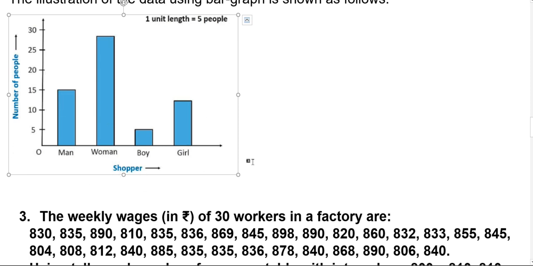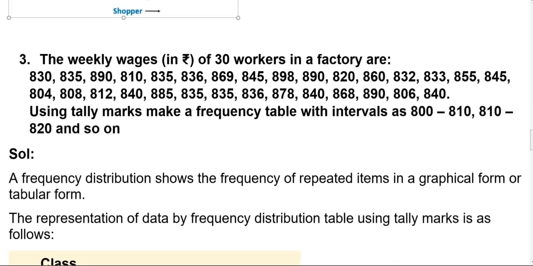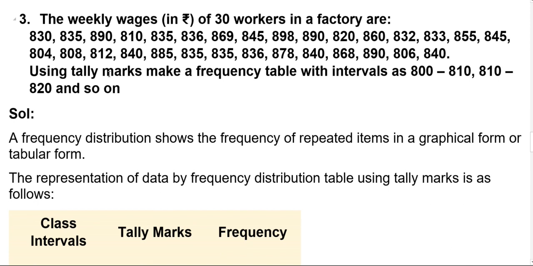Shoppers and number of people. Third problem. Okay, second problem is completed. The weekly wages in rupees of 30 workers in a factory are 830, like this. This is the data. Using tally marks, make a frequency table with intervals as 800 to 810, 810 to 820 and so on. Solution.